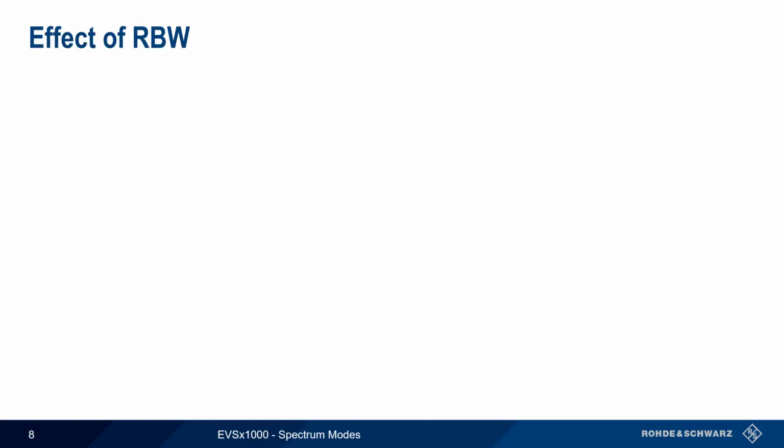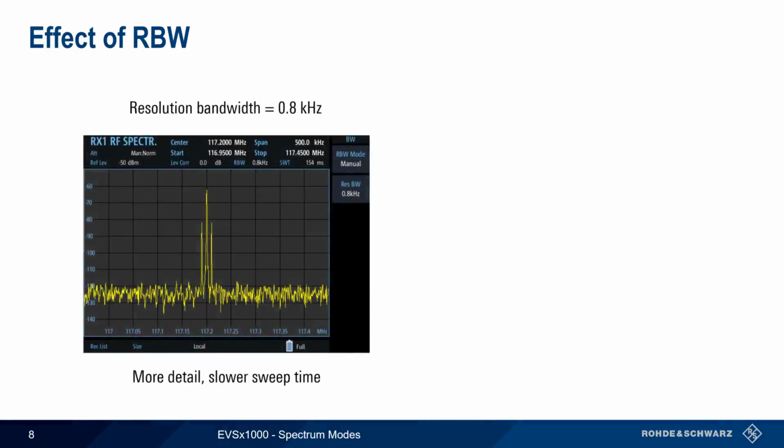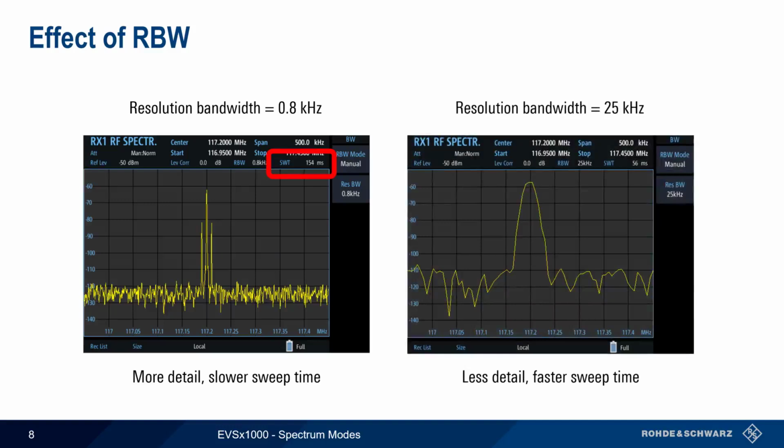Let's look visually at the effect of resolution bandwidth. With a narrow resolution bandwidth, we see more signal detail, but we have a longer sweep time. A wider resolution bandwidth shows less signal detail and has higher noise, but the sweep time is shorter. The correct resolution bandwidth setting usually needs to be chosen based on the measured signal, the application, and the environment.